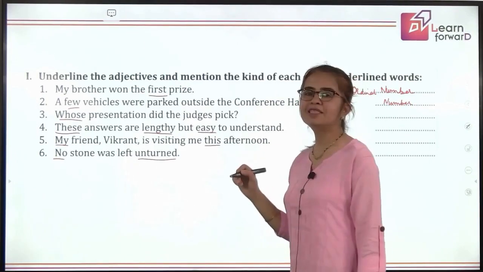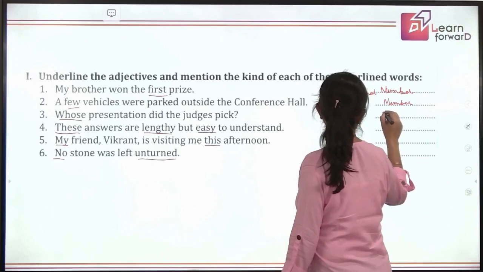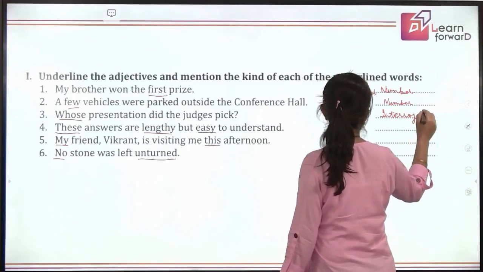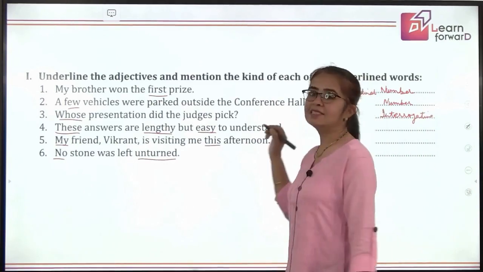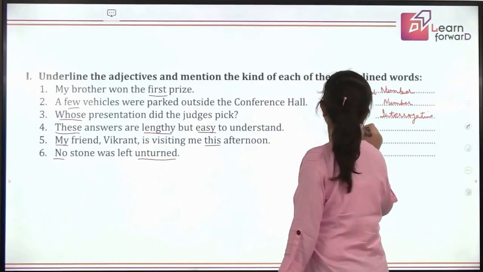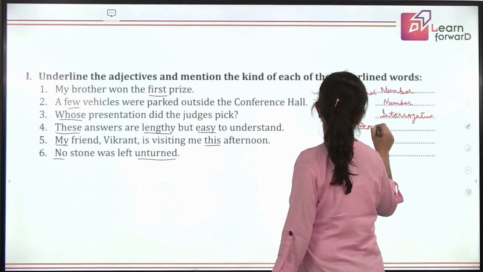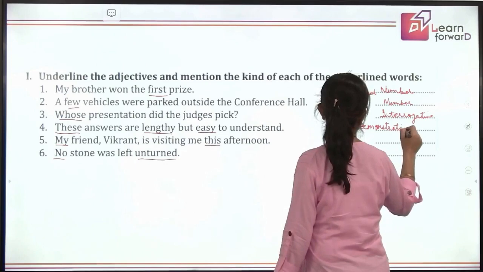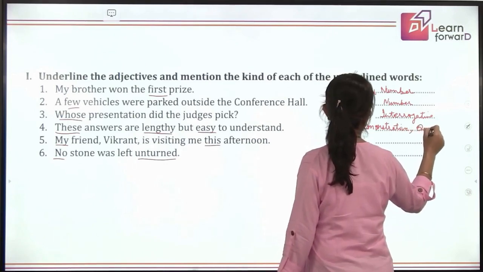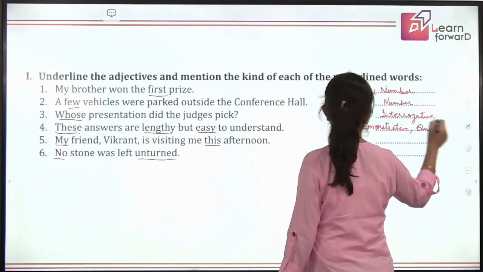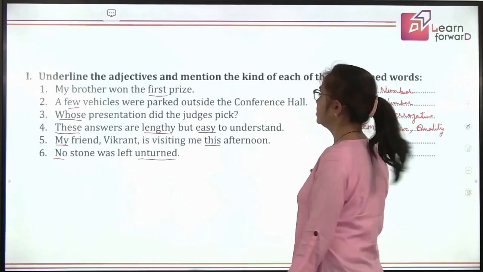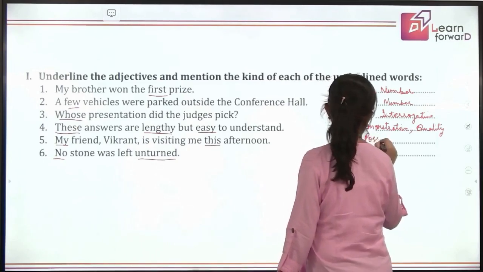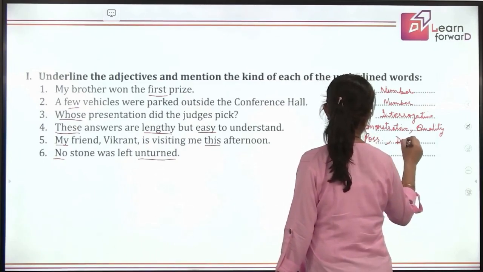Next, whose, yes, that's a question word. Perfect. So it is interrogative. Coming to next. These, that is demonstrative. Very good. And what about the other two? Yes, they are describing, they are giving the quality. So both of them are adjectives of quality. Very, very good. Next is my friend, possessive. And what about this? Yes, that is demonstrative again.